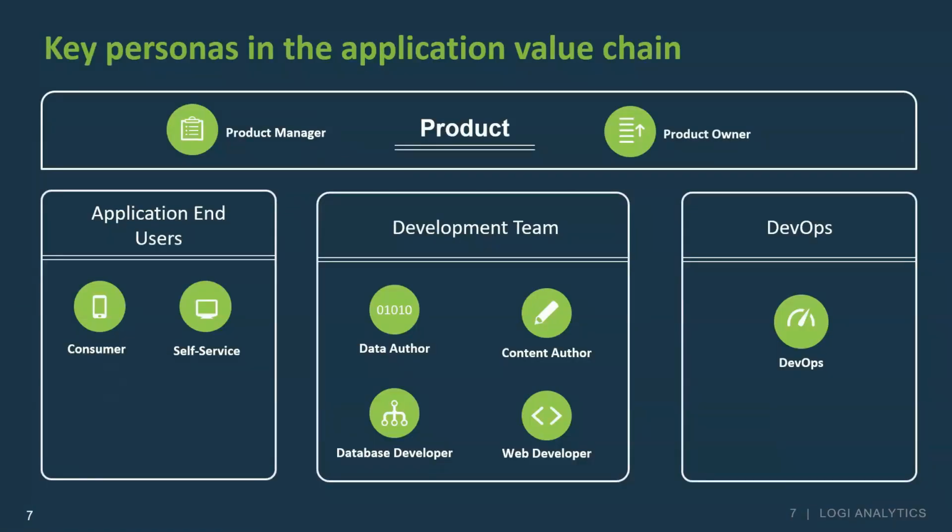With the embedded use case, the target persona are the software teams. This is very different than data discovery applications or traditional BI. In those particular use cases, typically the target persona is an analyst. With the embedded use case, the key personas are product teams, development teams, DevOps teams, and of course the application end users, all of whom make up what we call the application value chain.